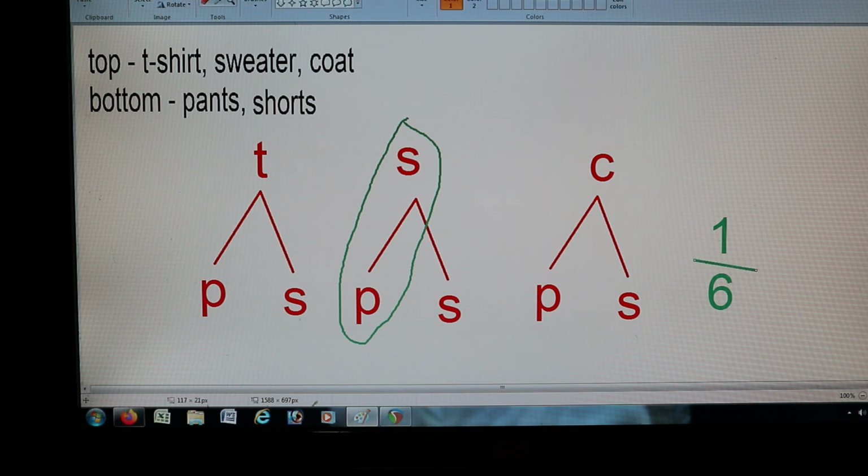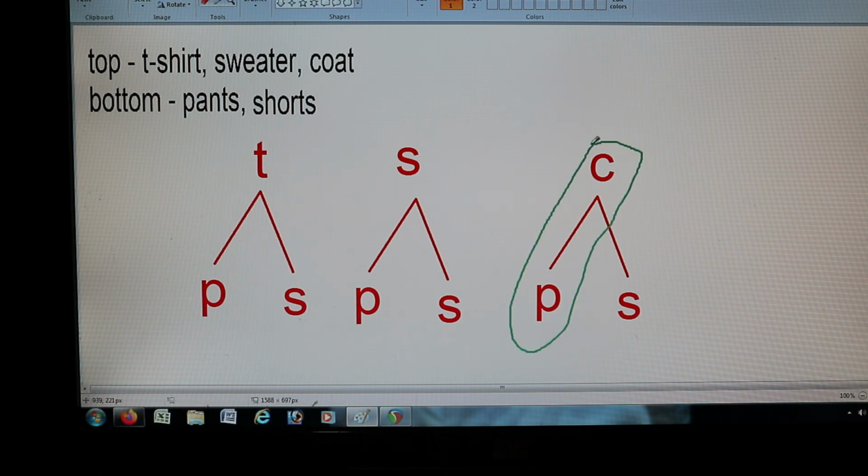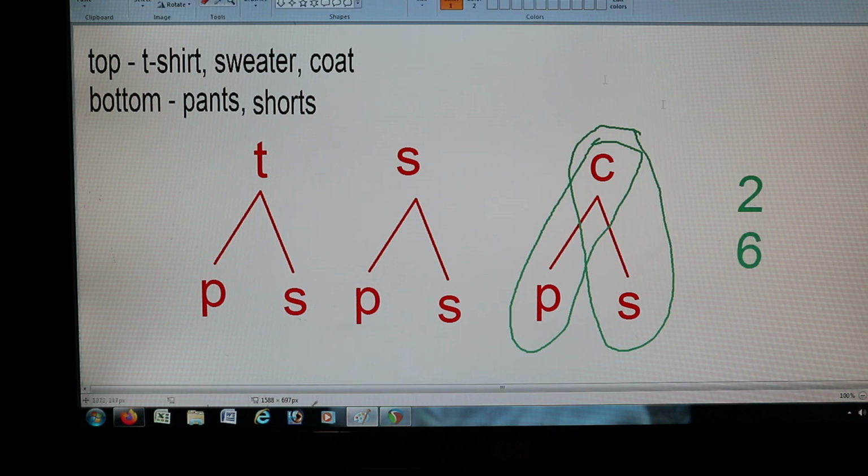All right. Now, what about another probability? How about wearing a coat with either pants or shorts? So 2 of those branches meet the criteria. Here's your coat with the pants, and here's your coat with the shorts. So right now, those are 2 circled out of the possible 6. So that would be 2 out of 6. So you would have a 2 in 6 chance of wearing that if you're just wearing clothes randomly.